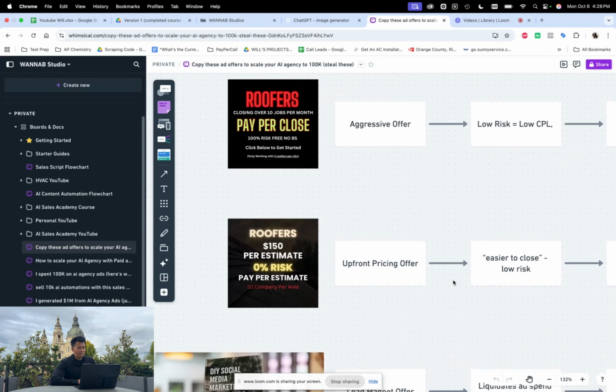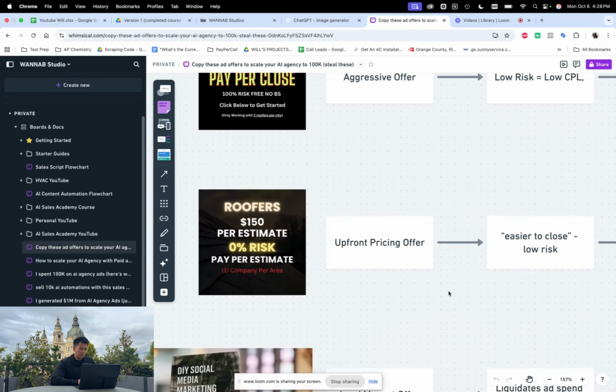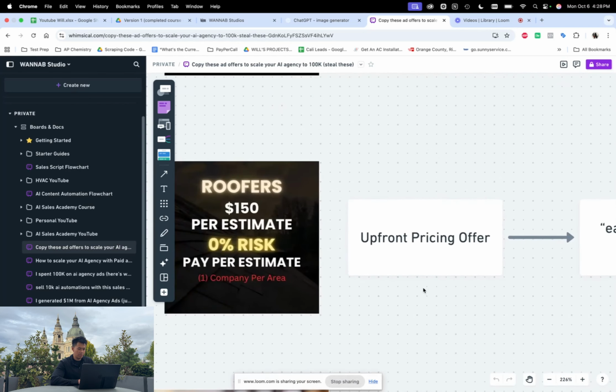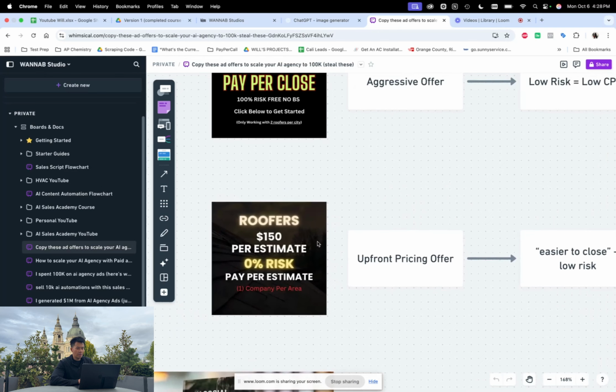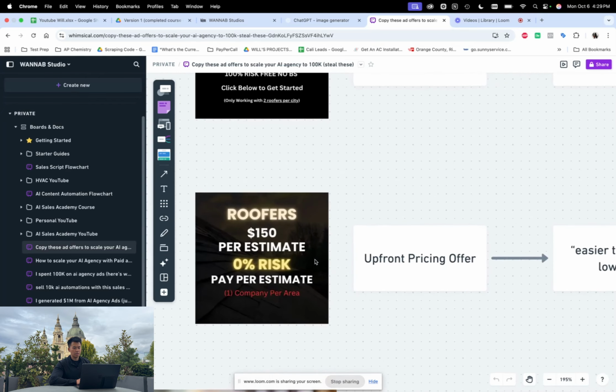Another way, instead of having a very aggressive offer, is you can have transparency, right? You can offer upfront pricing. So here they say $150 per estimate, still 0% risk, pay per estimate, right? When you have upfront pricing like this, your prospect is going to have a number in their mind, right? So this disqualifies people who can't pay $150 per estimate, who obviously want things for free, right? So you're going to have a little bit higher quality of leads, but you're going to have to rely on the offer that you gave them, right?